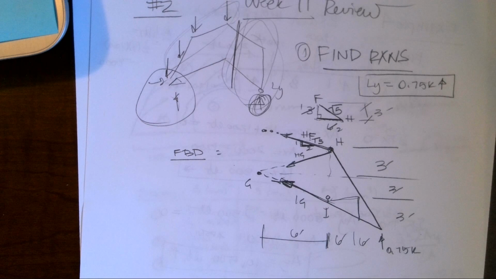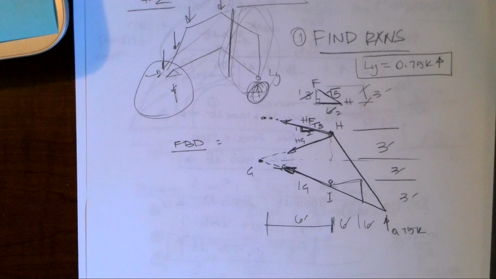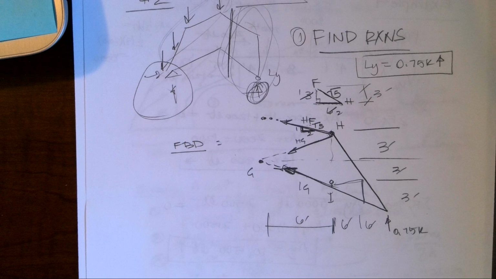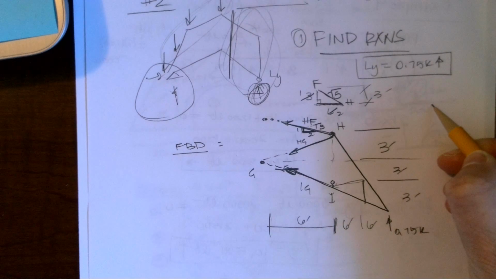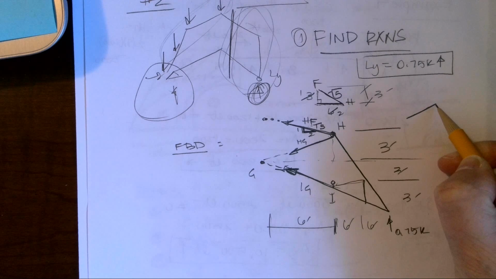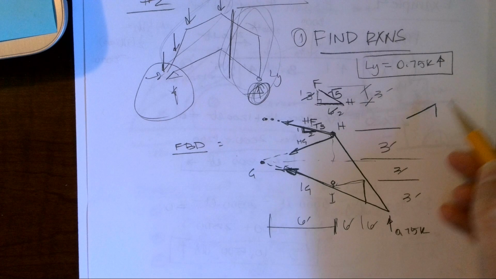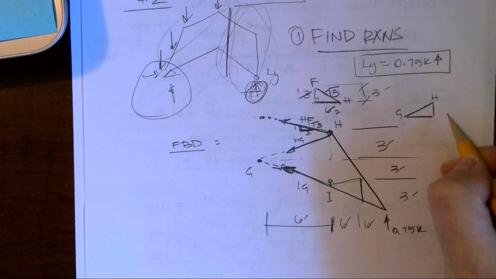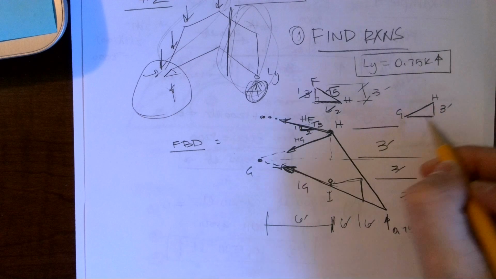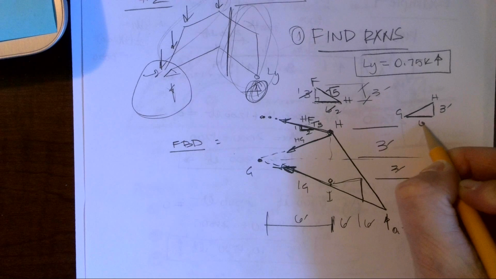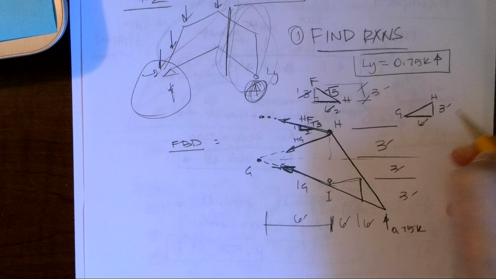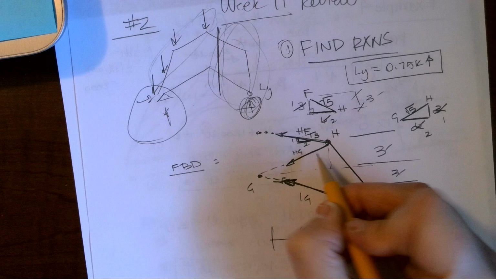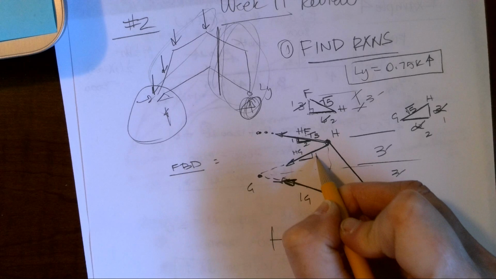Now we are going to be looking at HG. And if we look at HG, we kind of have the same scenario. We have H to G, and then if I go straight down from H towards I and G over, so I have H and G, I can go back and look at my plans and see that this is 3 feet. And I can also see that the base of this triangle is 6 feet. Again, I don't like big numbers, 1, 2, square root of 5. So when I'm looking here, I have a 1, a 2, and a square root of 5.